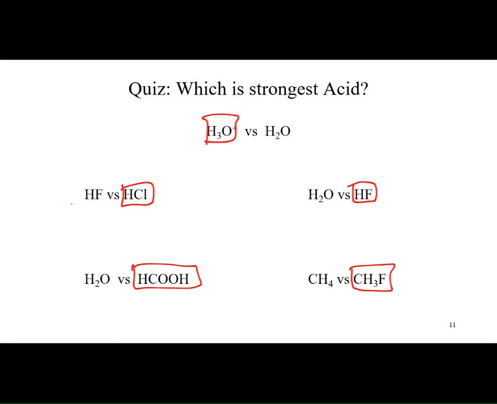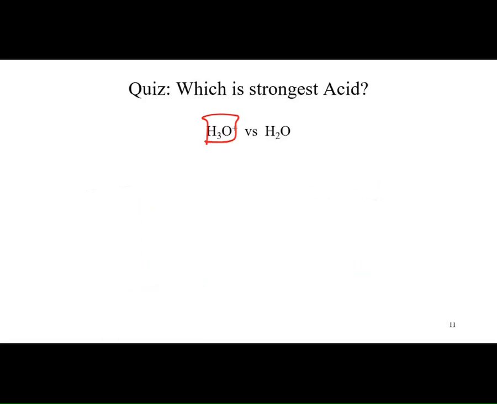The process that we should be considering when we look at these would be to go through and decide what would happen if it acted as an acid. So if I had H3O+ act as an acid, I get H+ and H2O. If I have H2O act as an acid, I get H+ and OH-. In both of those cases, I'm ending up with H+.